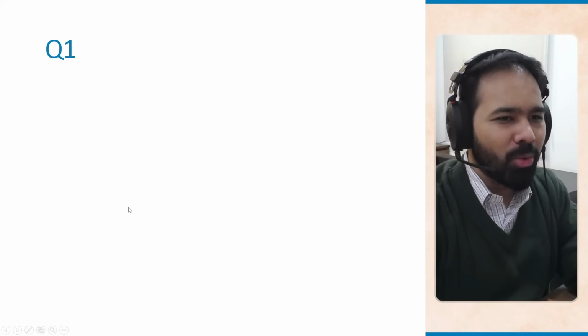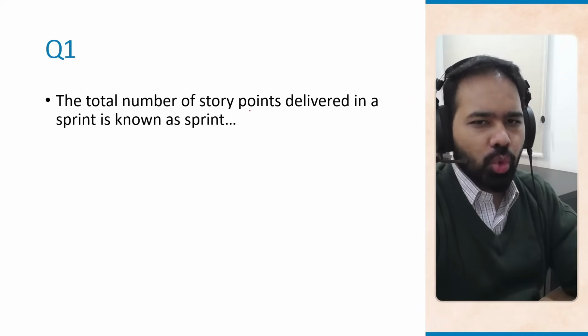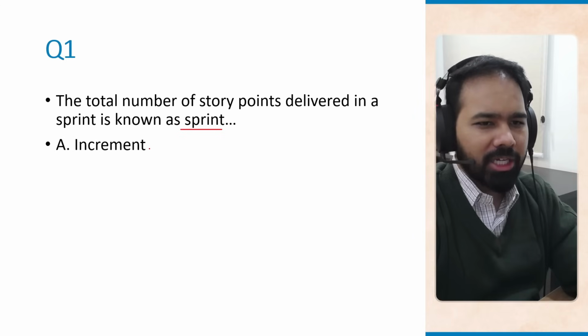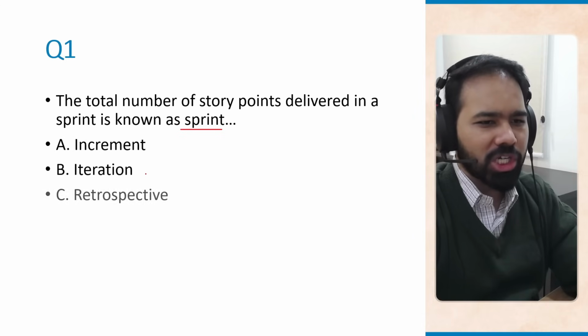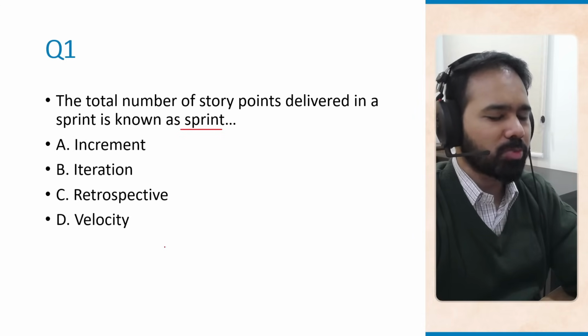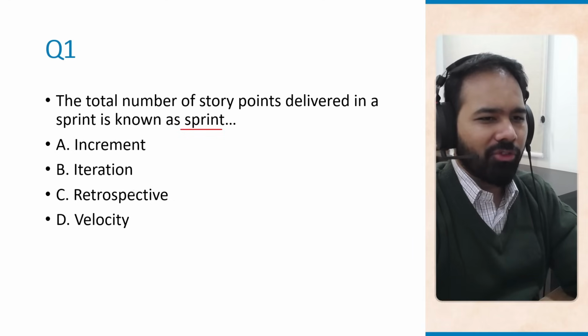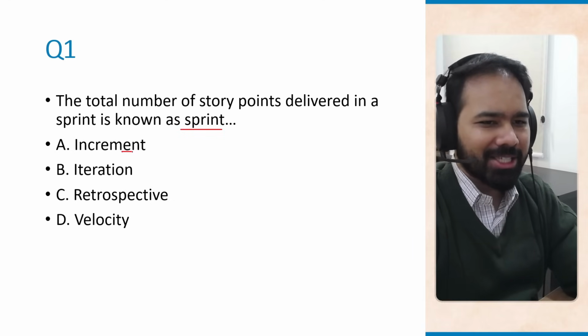Question number 1. The total number of story points delivered in a sprint is known as sprint increment, sprint iteration, sprint retrospective, or sprint velocity. Now, first of all, there's nothing that is called sprint increment, by the way.